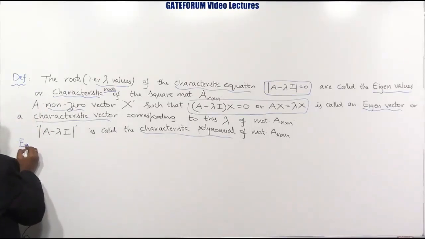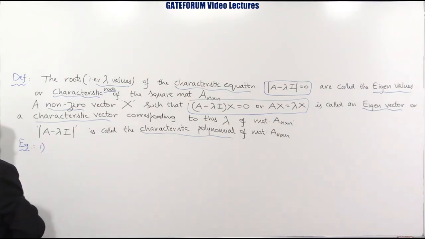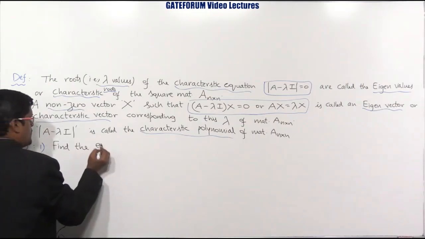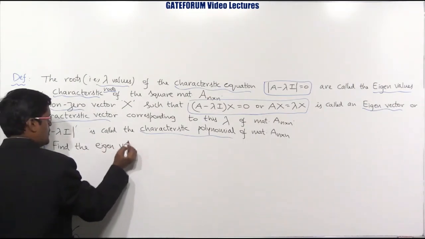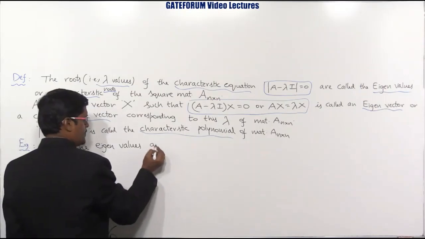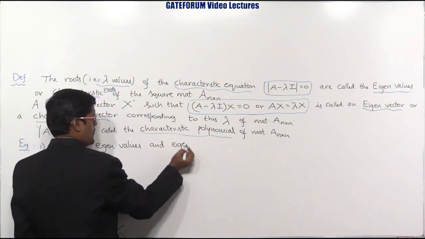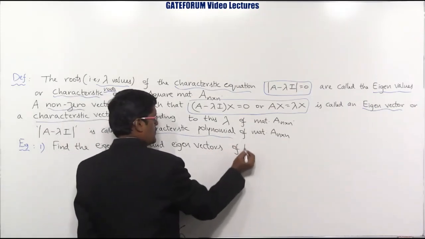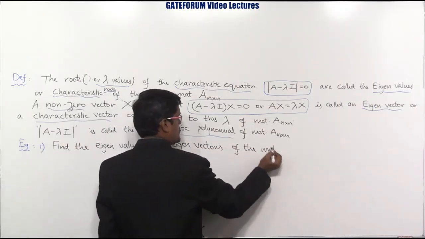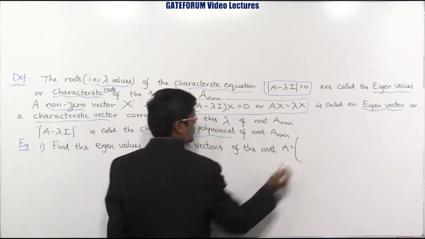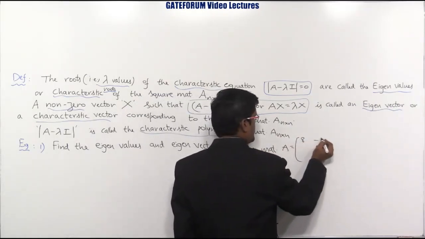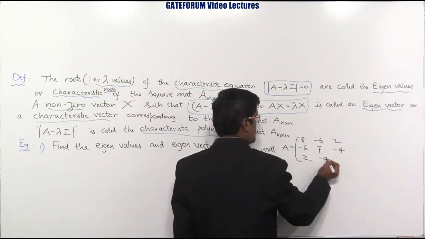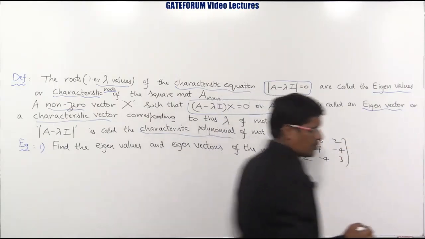Example number 1. Find the eigenvalues and eigenvectors of the matrix A is equal to the 3 by 3 matrix 8, minus 6, 2; minus 6, 7, minus 4; 2, minus 4, 3. This is the question.